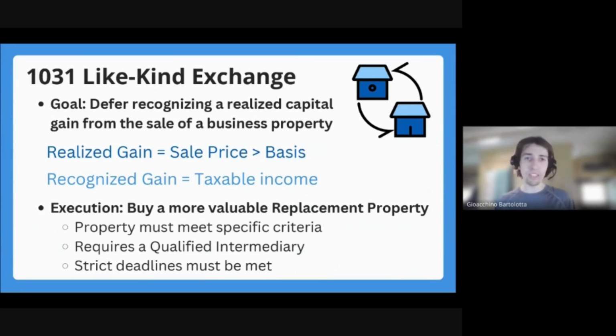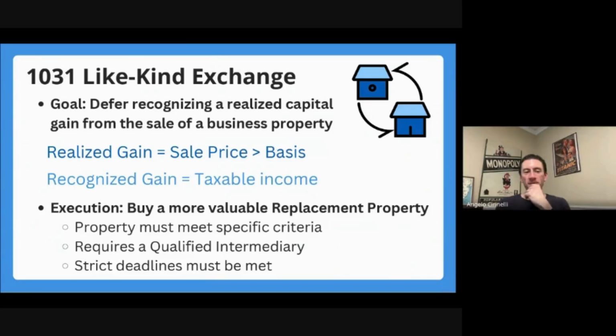And typically you want at least 2-year holding periods for both the property that you're selling and the property that you're 1031ing into. So the key difference here is realized gain is the economic benefit that you have from selling the property. You have this realized gain, but using a 1031 exchange allows you to defer the recognition of that gain for income tax purposes. Can you define like kind?